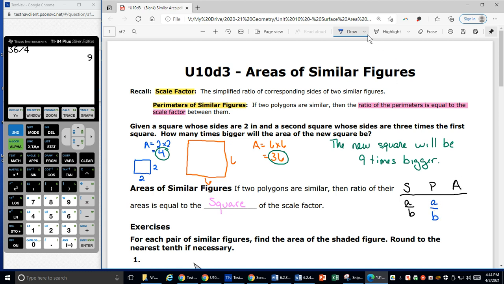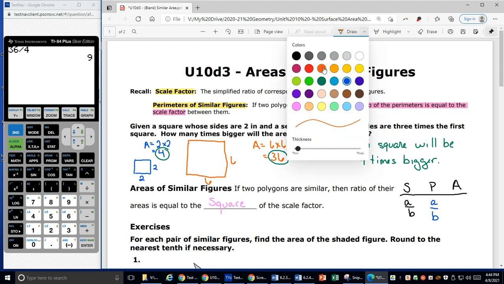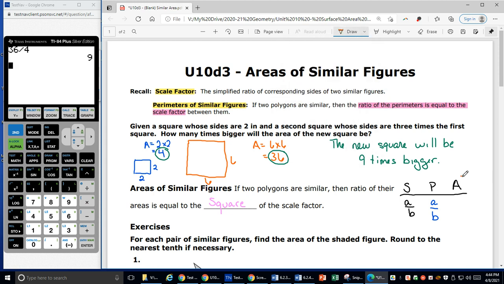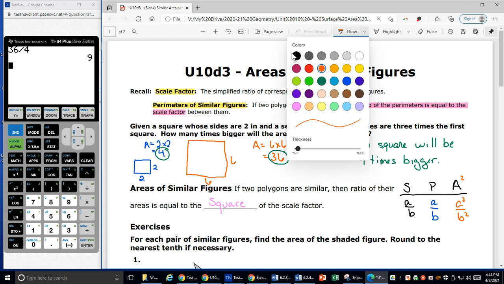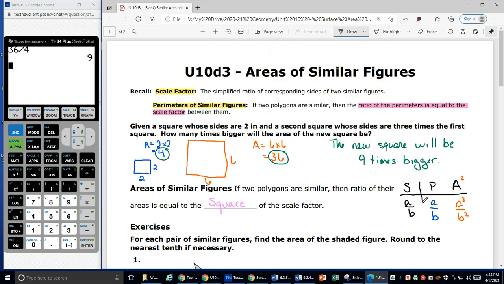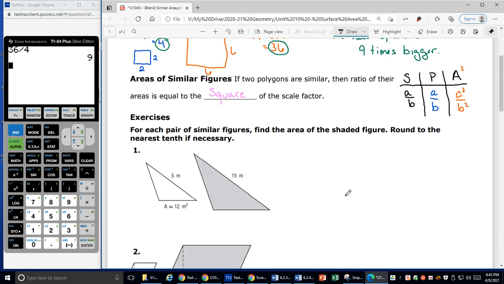But then I've got the ratio of the areas. Think area, you think units squared, right? So it's going to be the square of the scale factor, so it's going to be A squared over B squared. And so anytime I see that word similar in a problem from here to the end of the school year, really even further than that, anytime you see similar and you're working with it, you can always create what I call a SPA table. Okay, so let's look at some examples.